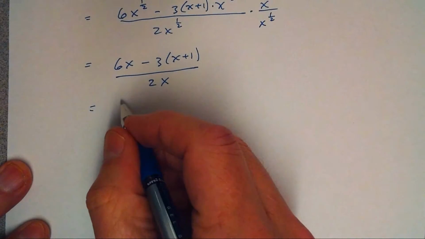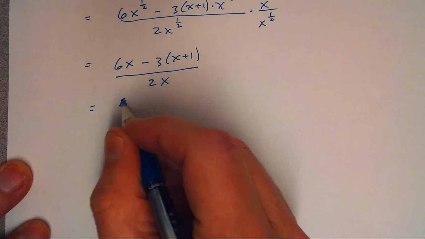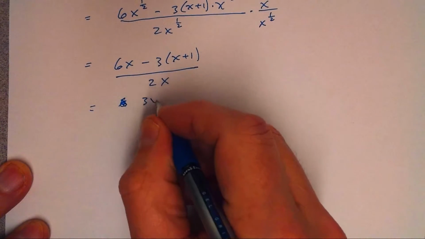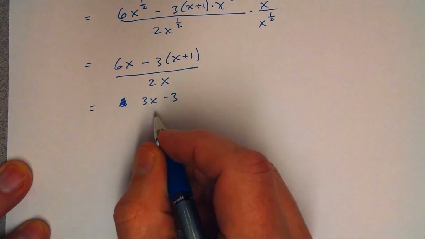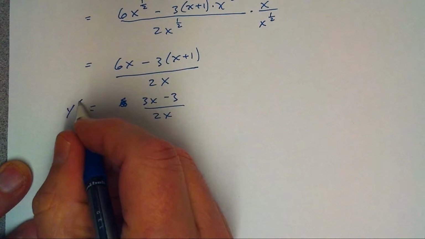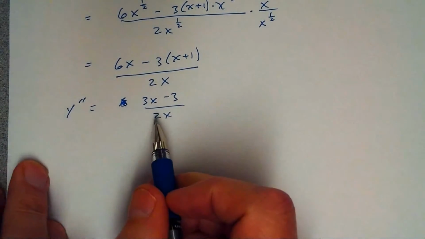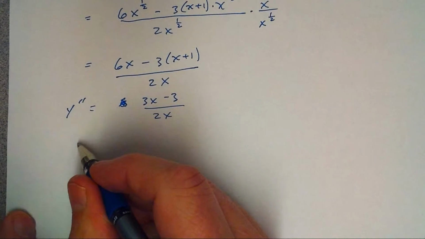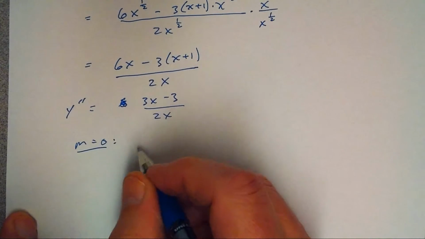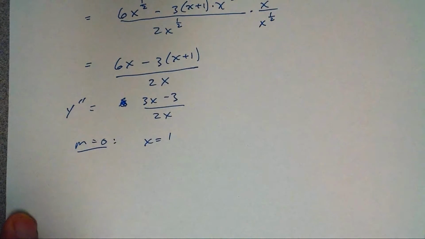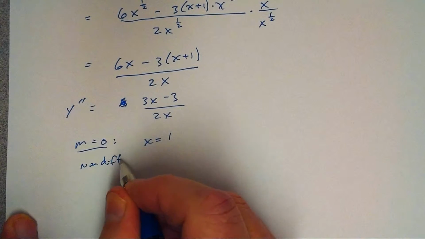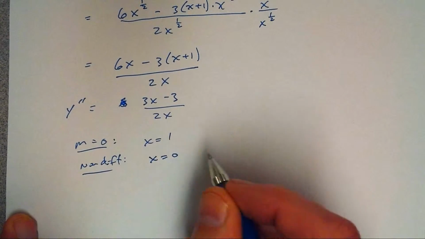So we've got 6x, cross that out. I'll distribute this back in: 6x minus 3x and a minus 3, all on 2x, the second derivative. Could it be that easy? Okay, so we want to find out when that slope equals 0. Slope equals 0 when x equals 1. And we want to find out when this is non-differentiable. This is non-differentiable when x equals 0.